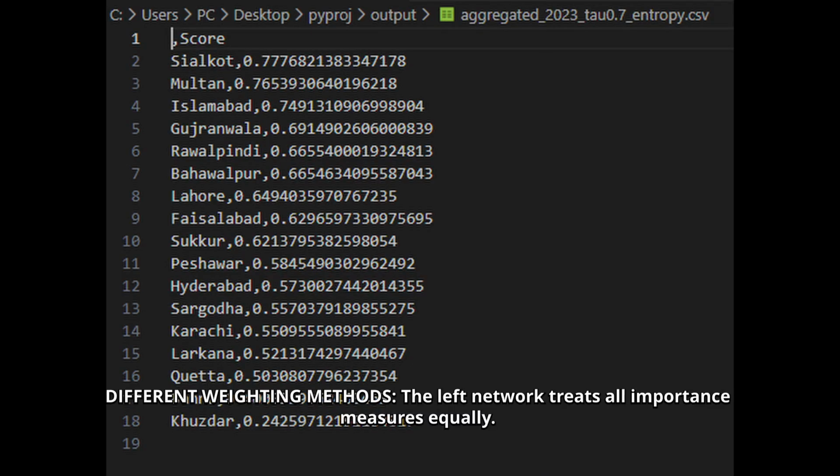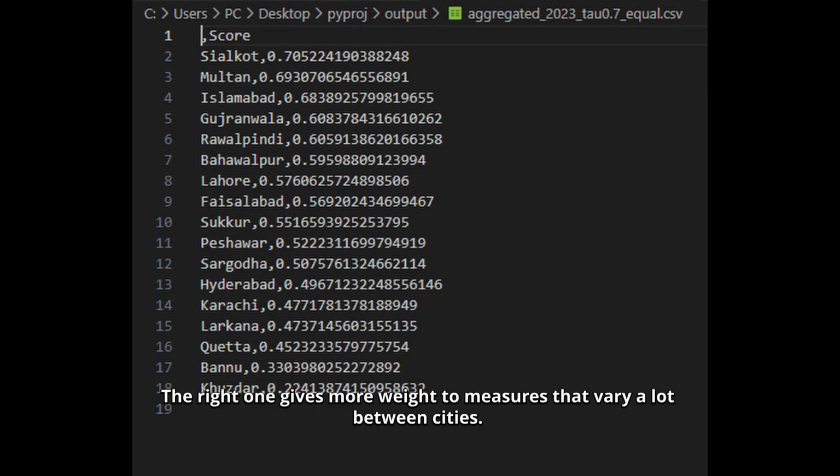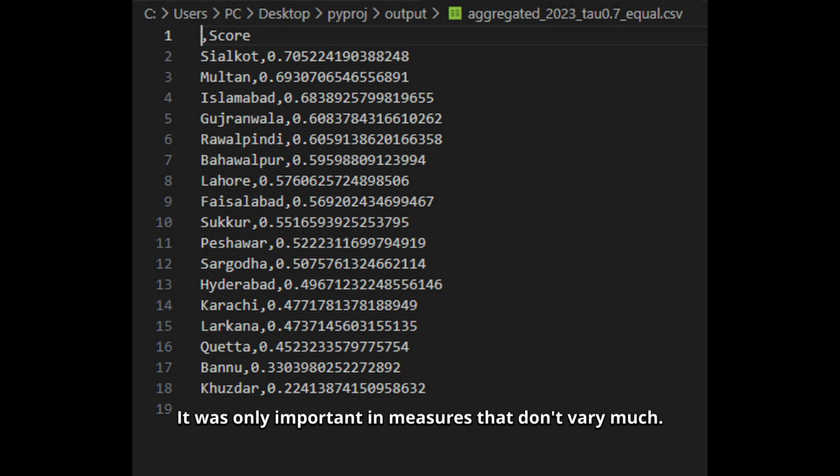Different weighting methods. The left network treats all importance measures equally. The right one gives more weight to measures that vary a lot between cities. It gives less weight to measures that don't vary much.